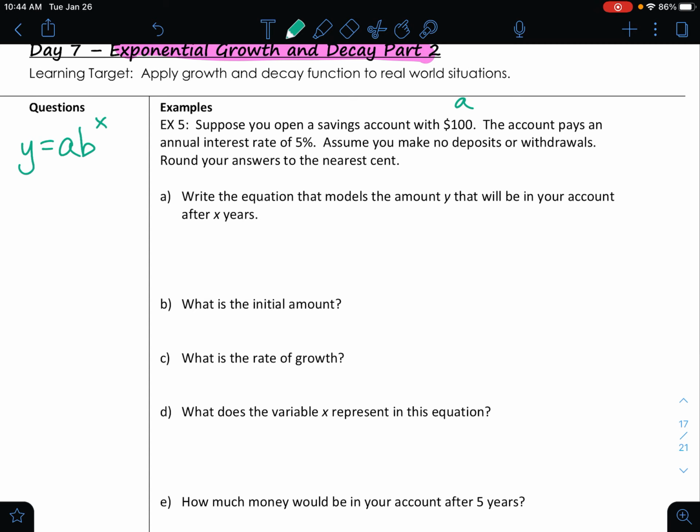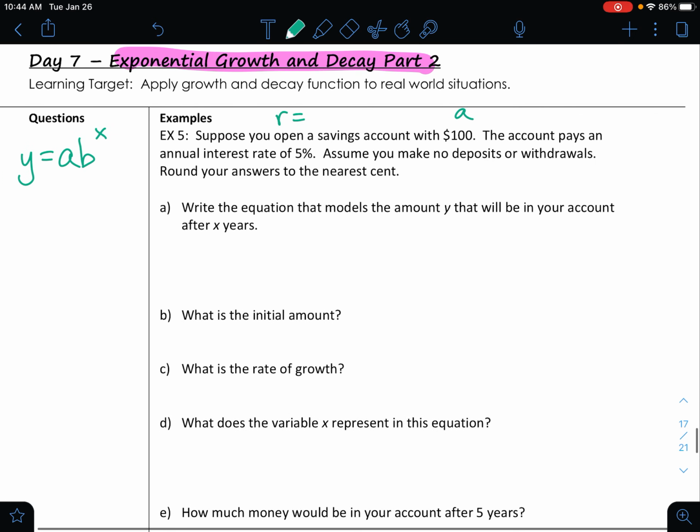Suppose you open an account with $100. That's your starting point. That's how much you begin with. The account pays an annual interest rate of 5%. Okay, so here is your R value as a decimal. So remember, that's as a percentage. We need to convert to a decimal. You can either divide by 100 because it's out of 100%, or you can move the decimal 2 spots to the left. Gosh, I keep saying things backwards. So when you convert this to a rate, you get 0.05.